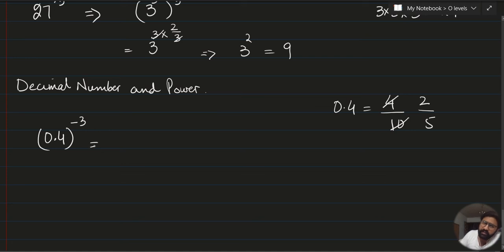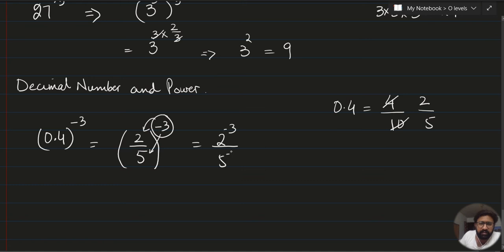Now instead of 0.4, you are going to write it as (2/5), and there is a whole power of minus 3 on top of it. Now this power is going to multiply with both the numbers in the numerator as well as in the denominator. So this becomes 2 power minus 3, and the denominator becomes 5 power minus 3. We did a question like this above too.